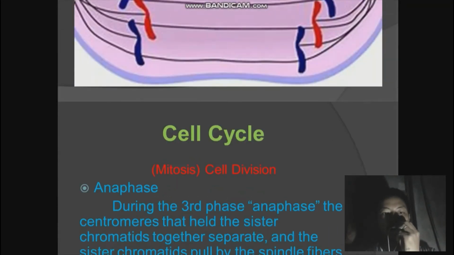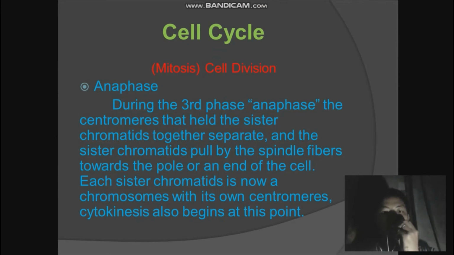Third is the anaphase. During anaphase, the centromeres that held the sister chromatids together separate, and the sister chromatids are pulled by the spindle fibers toward the pole or an end of the cell. Each sister chromatid is now a chromosome with its own centromere. Cytokinesis also begins at this point.